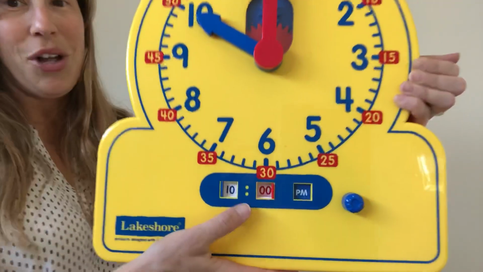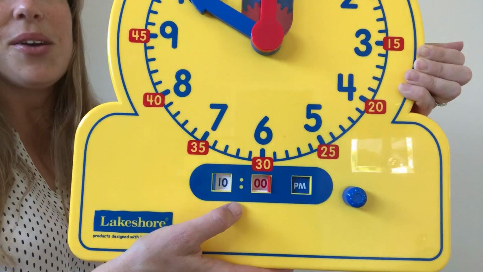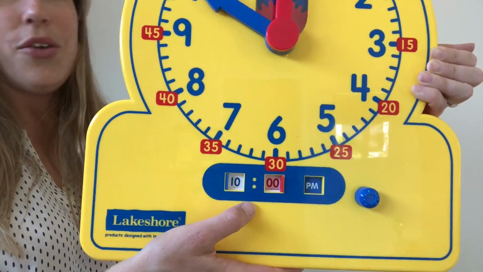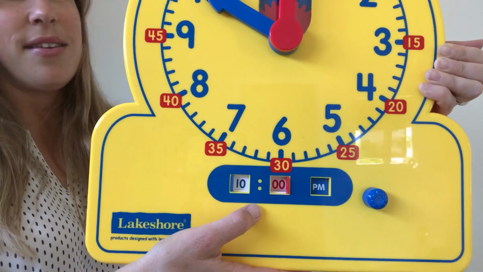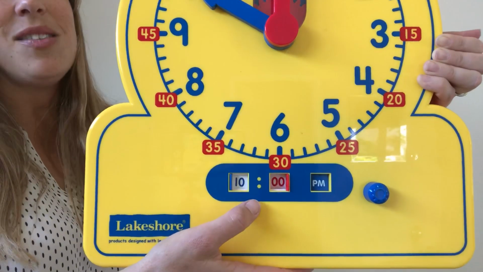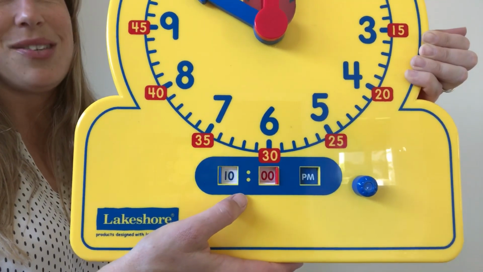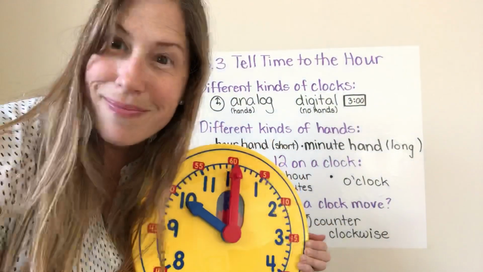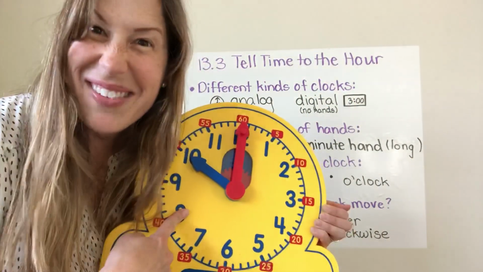A digital clock is more like the one you see down here where it's just numbers. There's no shape to it and there are no hands on it. And this is the one that kids prefer because it's a lot easier to read. But today, we've got to learn how to read this one.